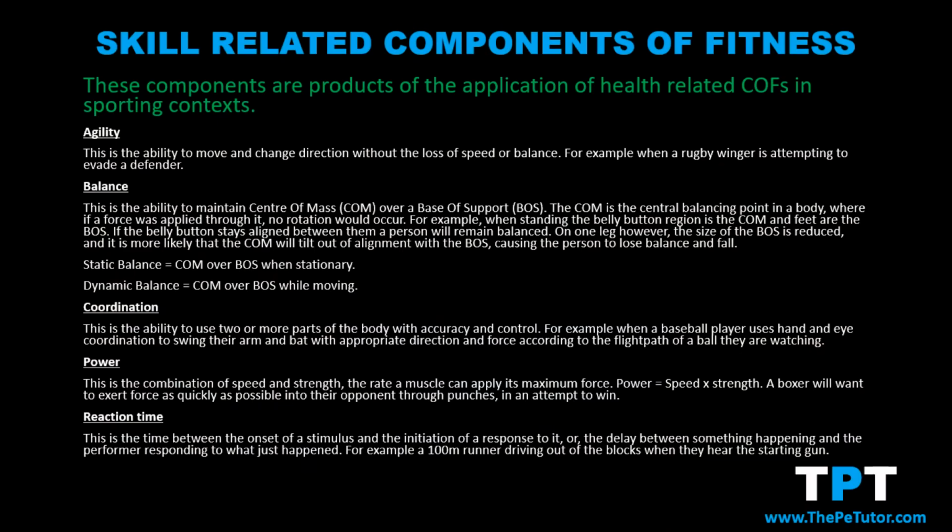So they're health-related components of fitness. They're raw capabilities of a person. They're not combining them with each other at the moment. It's just what the body can do in its original state. Skill-related components of fitness are when we start to apply these health-related components of fitness, usually in a sporting context. And the acronym we use to remember skill-related components of fitness is ABCPR, which stand for agility, balance, coordination, power and reaction time.